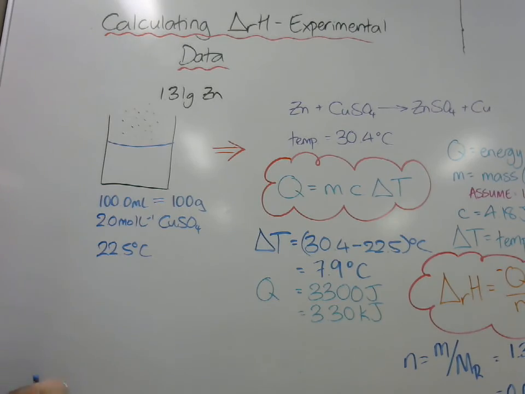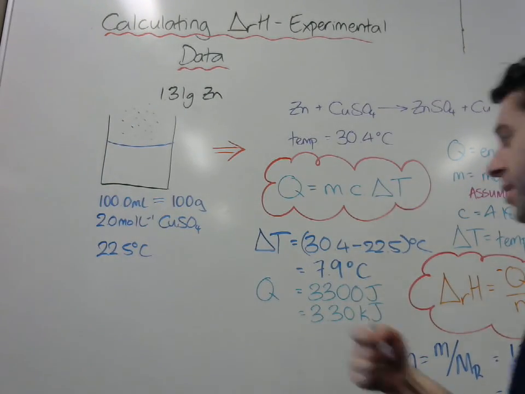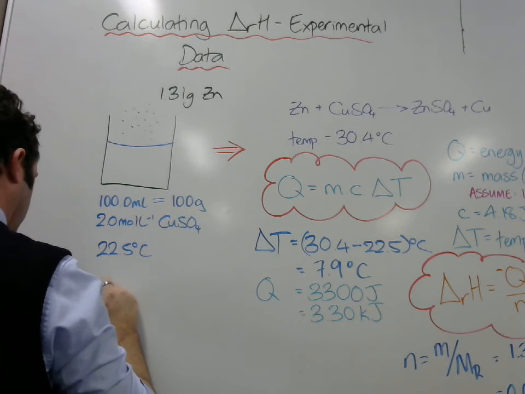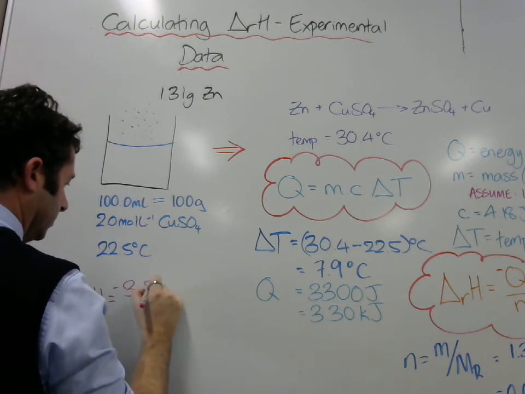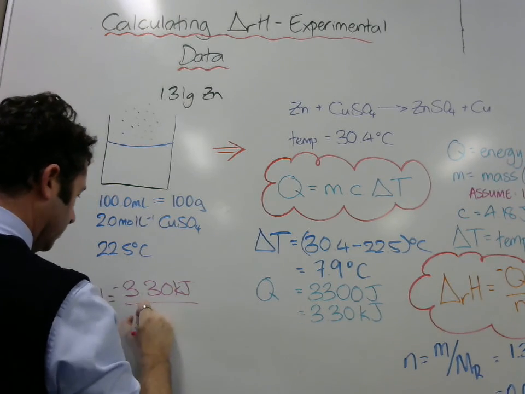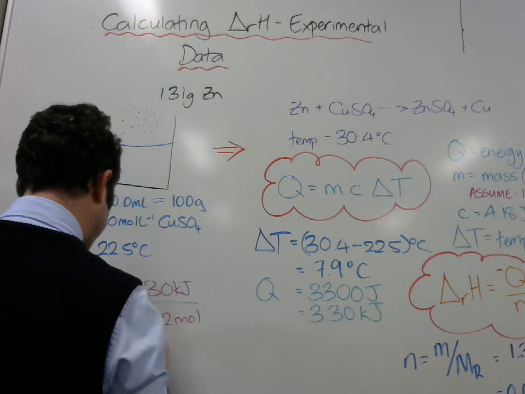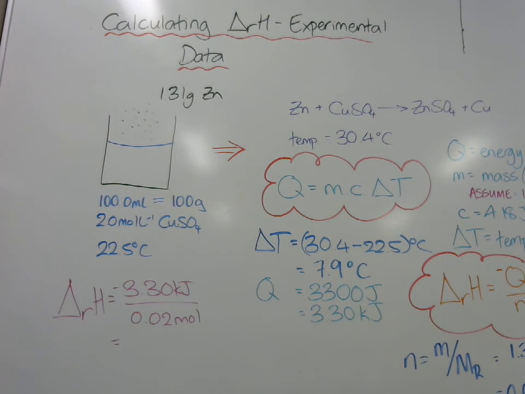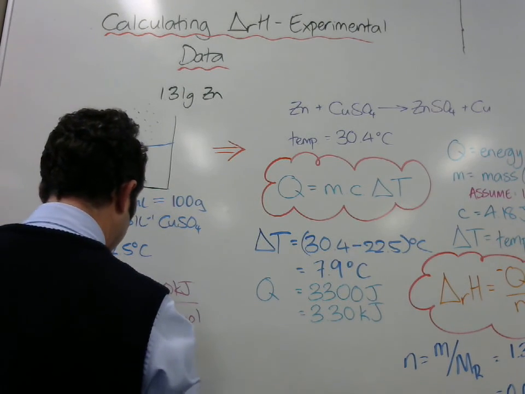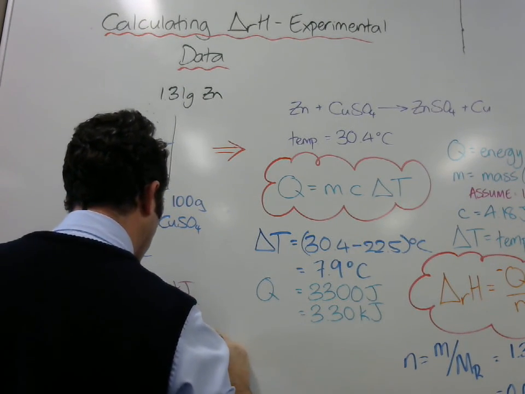Right, now I can use that number in here, that number in here. So my delta H, let's change colours on that one. And if we go with that, what do we get? Negative, hopefully. So negative 3.3 over 0.02. Negative 165 kilojoules. Kilojoules per mole. Awesome.